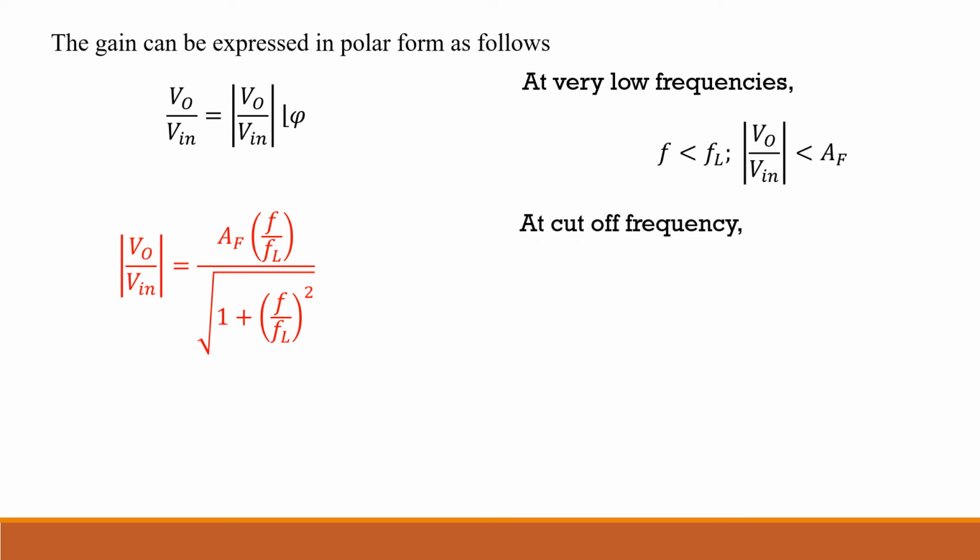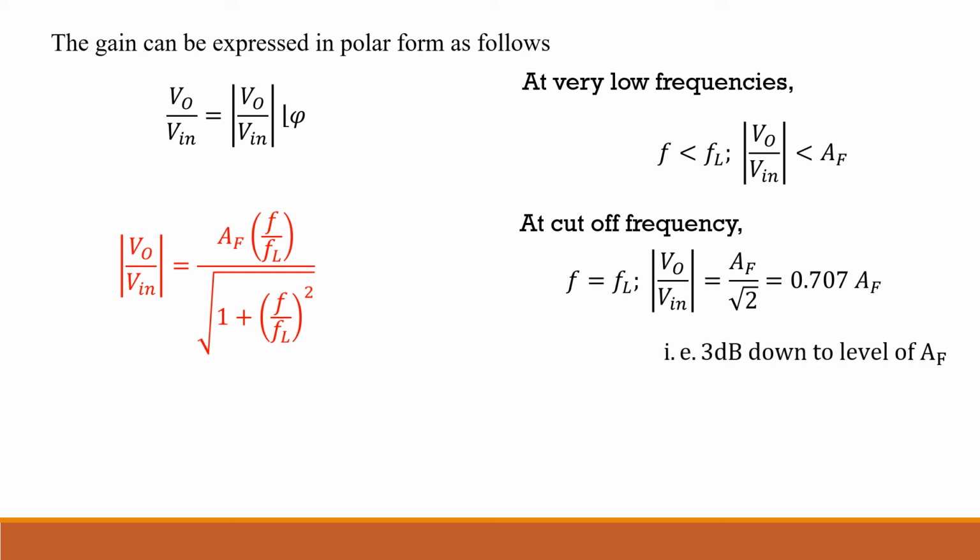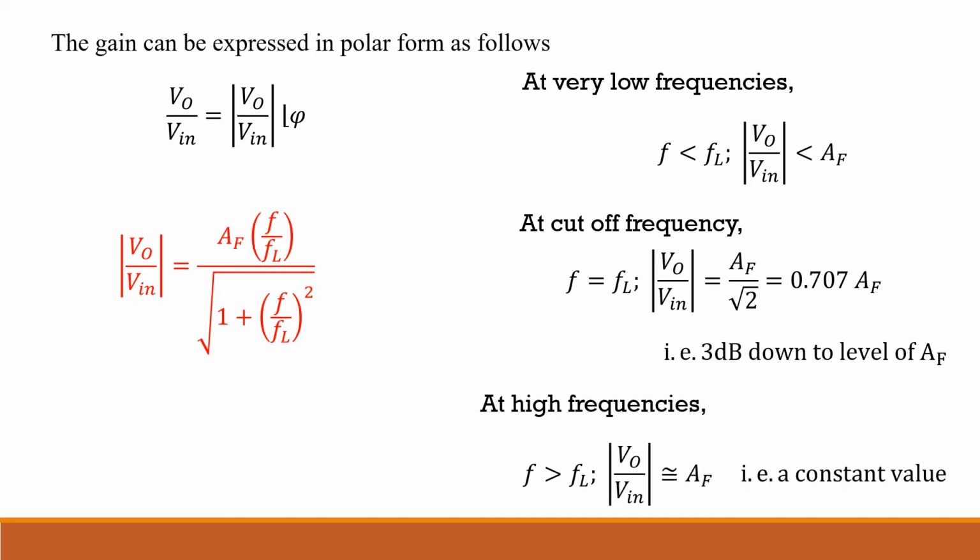At the cutoff frequency, f equal to fL, the gain is AF by root 2, which is 0.707 times AF, and that is 3 dB down from the level of AF. And at very high frequencies, f greater than fL, V0 by Vin is approximately equal to the constant gain AF.